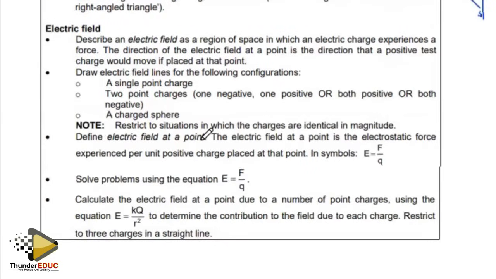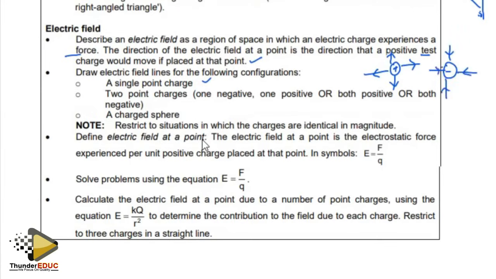All right, then electric field, you need to know how your definitions work. A region of space in which an electric charge experiences a force, or a region of space in which a charged object experiences an electric force. The direction of this is the direction that a positive test charge would move if it was placed at a point. How do we draw electric field lines? With a single point charge, we know that with positives, the field lines or the arrows must be seen moving away. And with the negatives, the arrows should be seen entering.